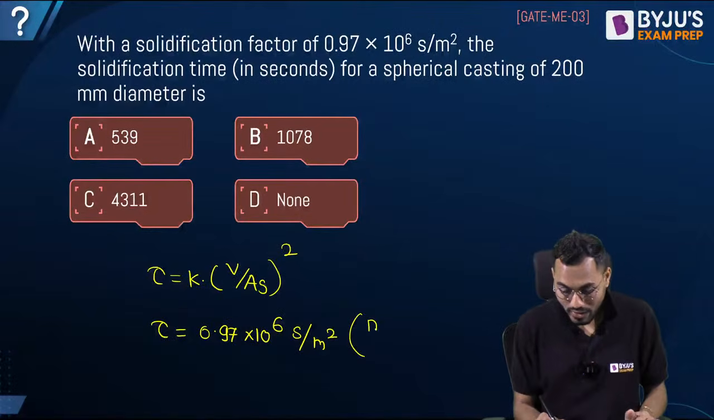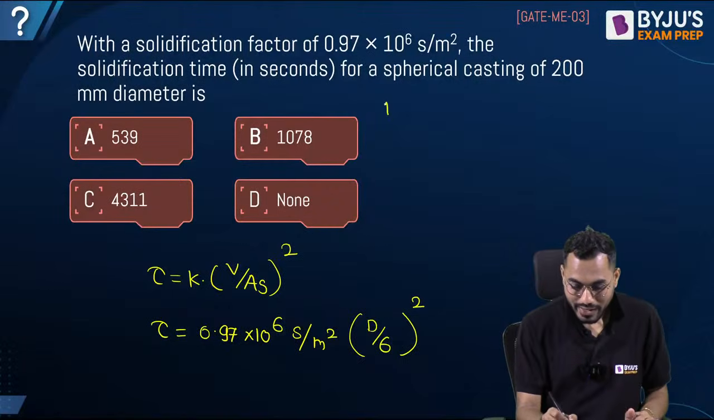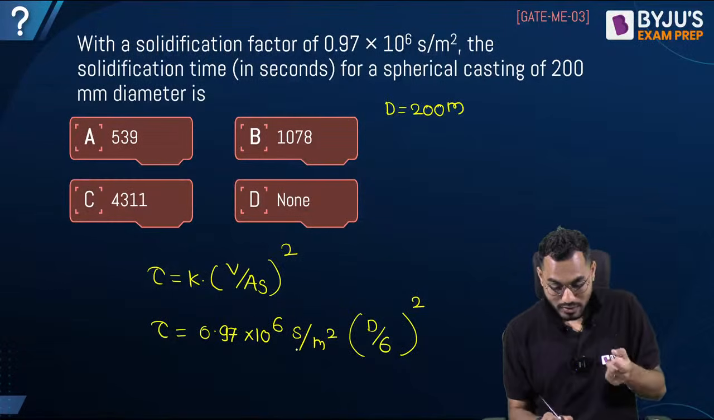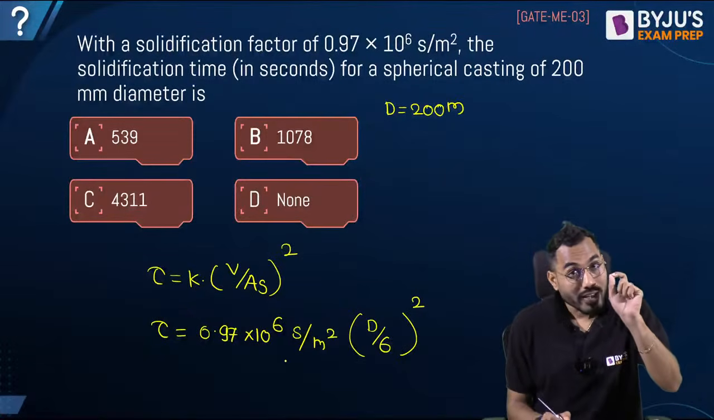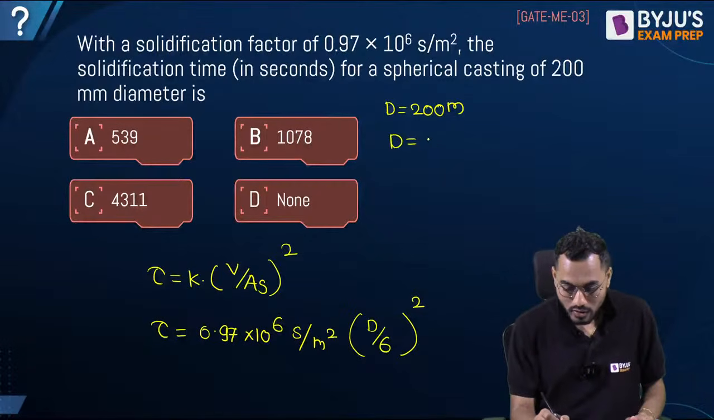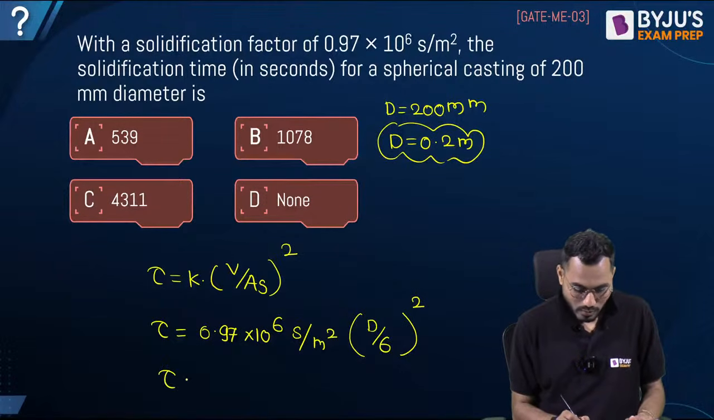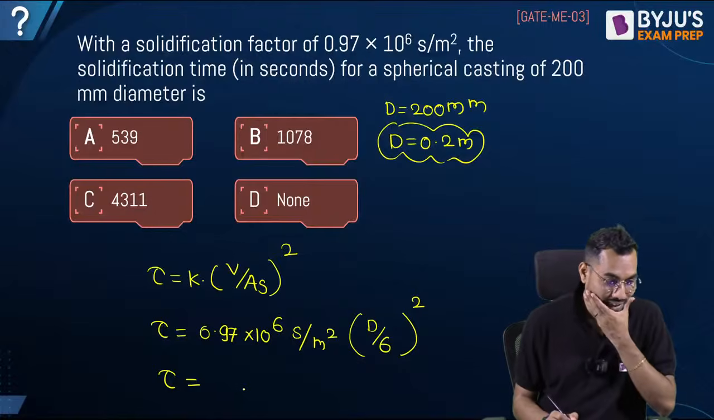For a spherical casting it will be D by 6, whole square. Now what is the diameter? Diameter is given as 200 millimeter, but it has to be put in meter because the solidification constant is given in second per meter square. So the diameter has to be 0.2 meter and not millimeter. Now if I put it there, how much is the solidification time?